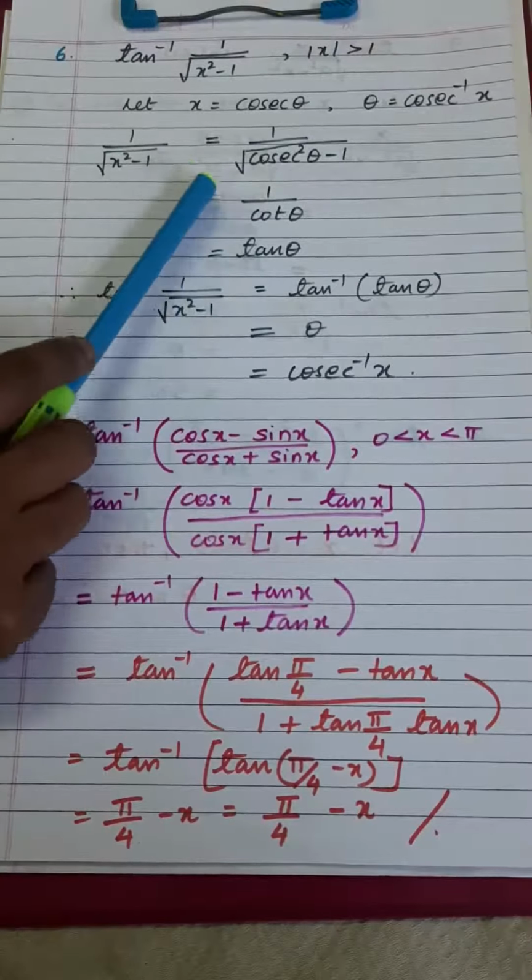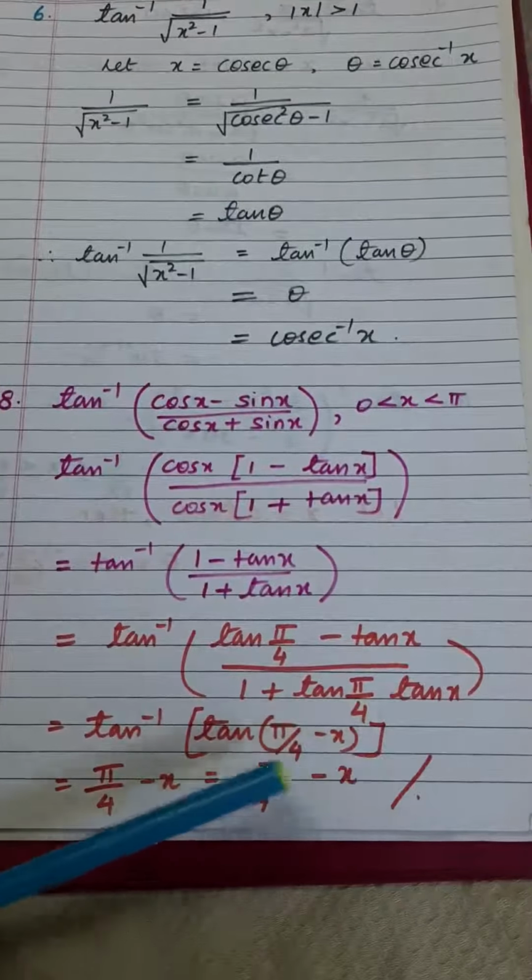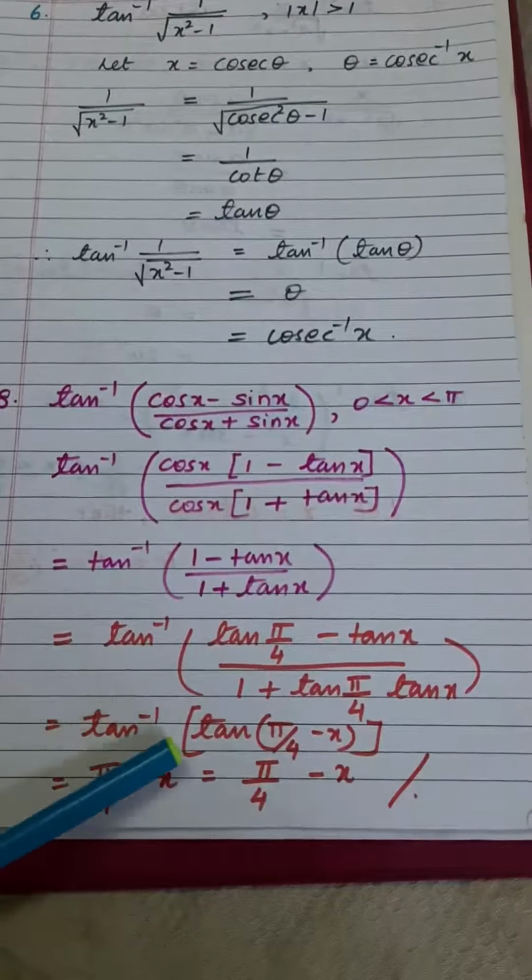So instead of 1, we can write tan pi by 4. We know the value of tan 45 degrees, tan 45 equals 1. So instead of that, I am writing tan pi by 4. So tan pi by 4 minus tan x by 1 plus 1 into tan x. So instead of 1, I am writing tan pi by 4 into tan x. So this is of the form tan x minus tan y by 1 plus tan x tan y. This is the formula for tan of x minus y. So tan inverse tan of pi by 4 minus x. So tan inverse and tan will get cancelled. The answer is pi by 4 minus x.